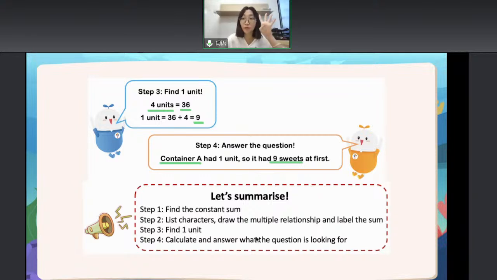Again, let's summarize our 4 steps. First one, find the constant sum. When it is an internal change, when it is an internal transfer, the sum is never changed. Step 2, actually that is the same as the previous type of question: list the characters, draw the multiple relationship, and label the sum. And then find one unit. Which one is shorter? Which part is equal? That is 1 unit. The last step, calculate the answer and pay attention to the question. What is the question looking for?